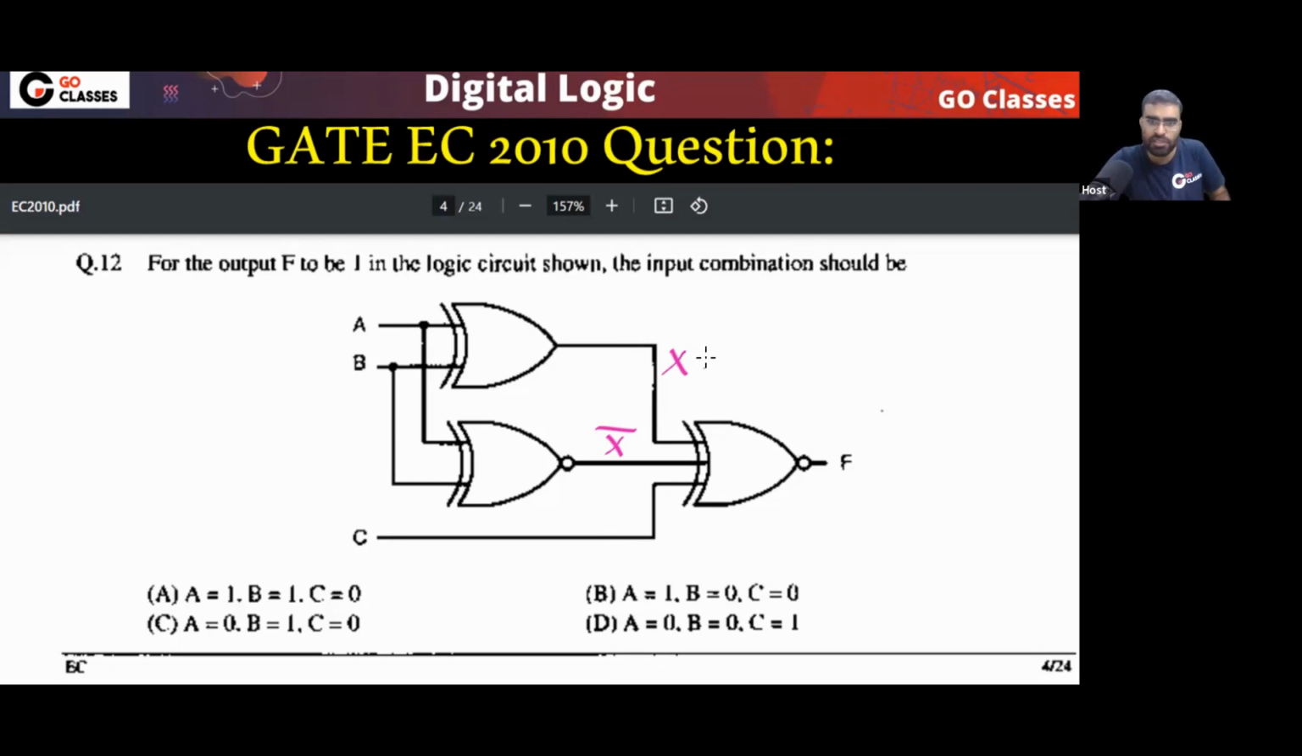Okay, what is this X? Whatever. See, this X is basically XOR, but you can see this will be X complement, X bar. Okay. Now, what is this F?